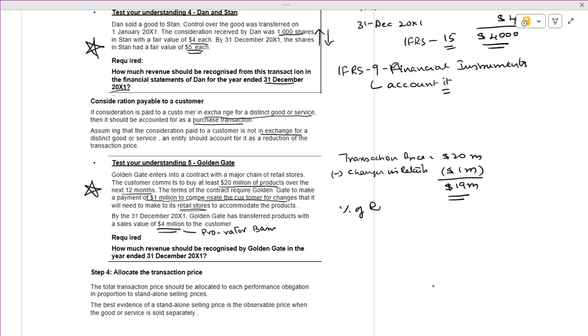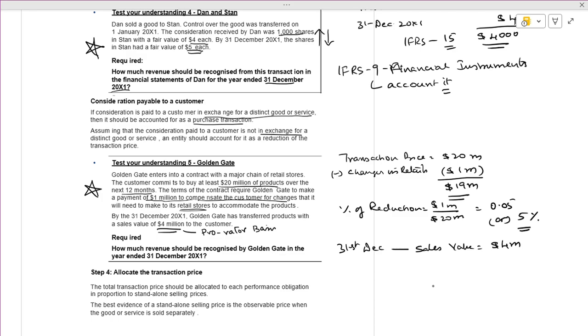The percentage of reduction is 1 million divided by 20 million. How much will it come to? 1 divided by 20 comes to 0.05, or 5%. Okay, 5%. Now, how much was sold by 31st December? On 31st December, Golden Gate transferred products with a sales value of 4 million. Is it right? The sales value is 4 million.